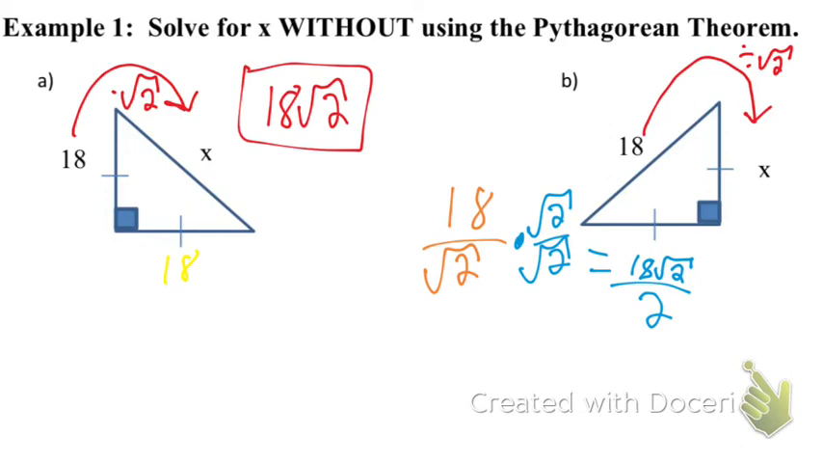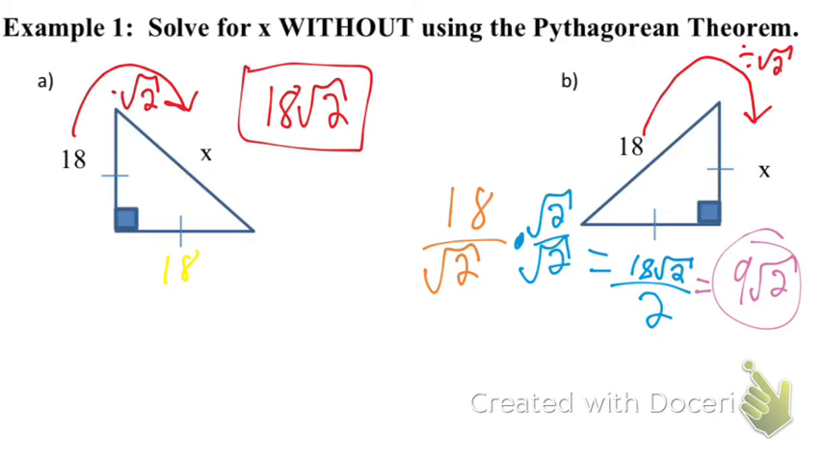Now, can we simplify the 18 and the 2 now? Yes. And what would that give us? 9 and 1. 9 over 1 and the square root of 2, right? So that is our leg, 9 square root of 2.